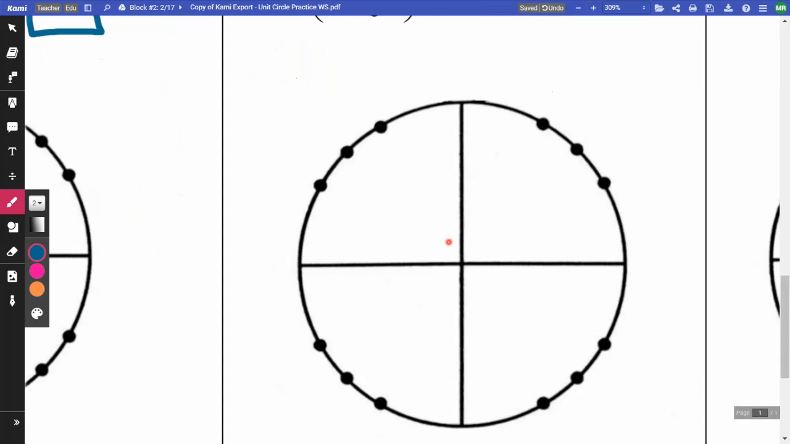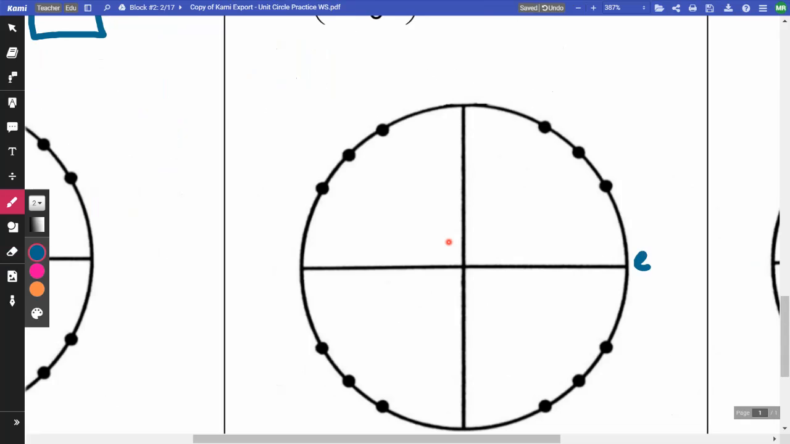On this side, this is going to be your even pi: 2 pi, 4 pi, 6 pi, 100 pi. On the opposite side is going to be your odd pi: pi, 3 pi, 5 pi, 7 pi, and so on.